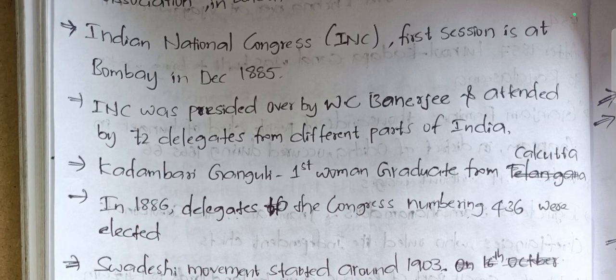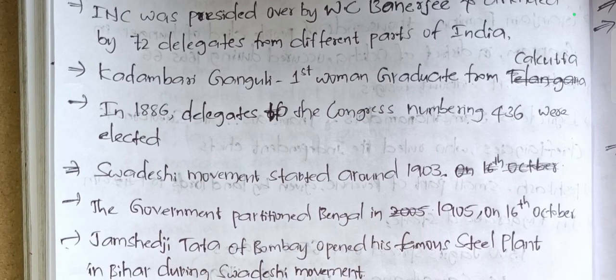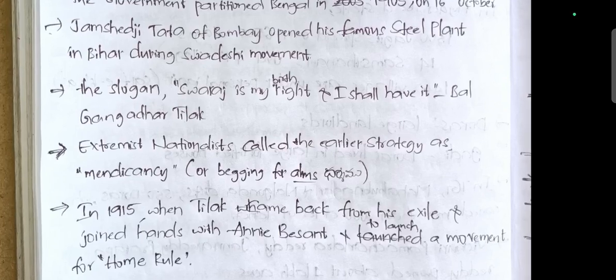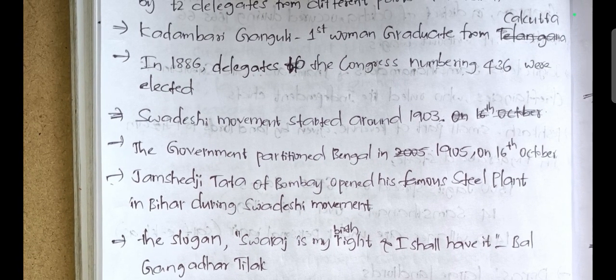Kadambari Ganguly is the first woman graduate from Calcutta. In 1886, delegates to the Congress numbering 436 were elected. Swadeshi movement started around 1903. The government partitioned Bengal in 1905 on 16th October.